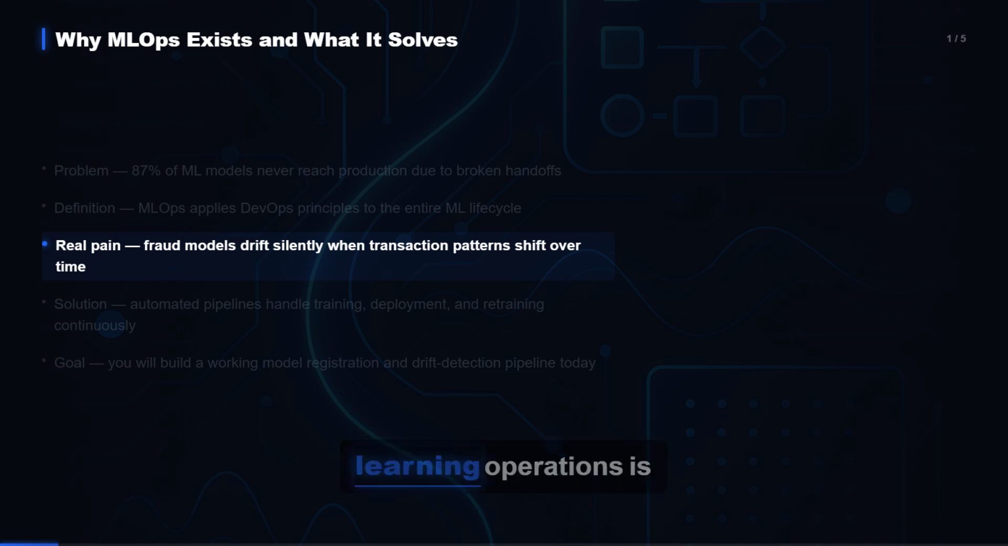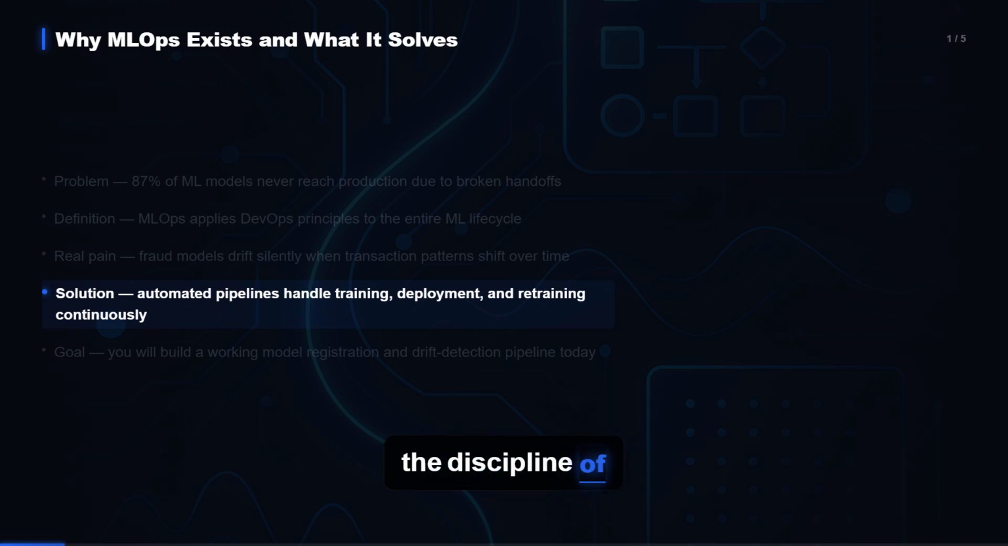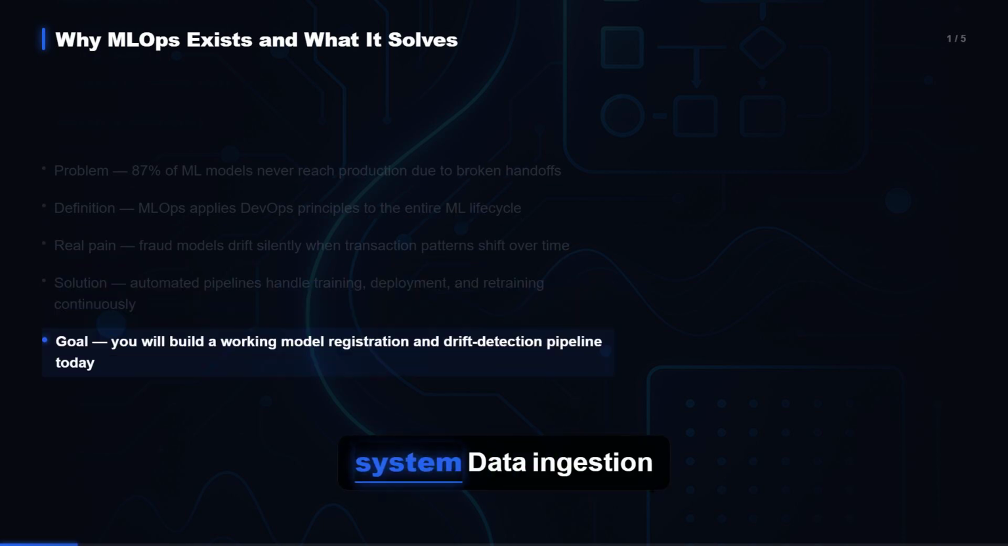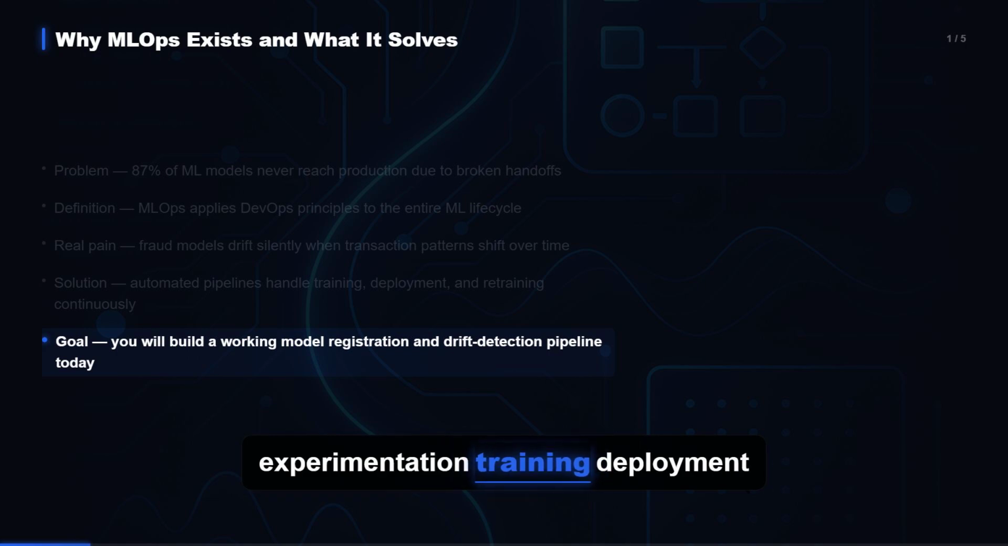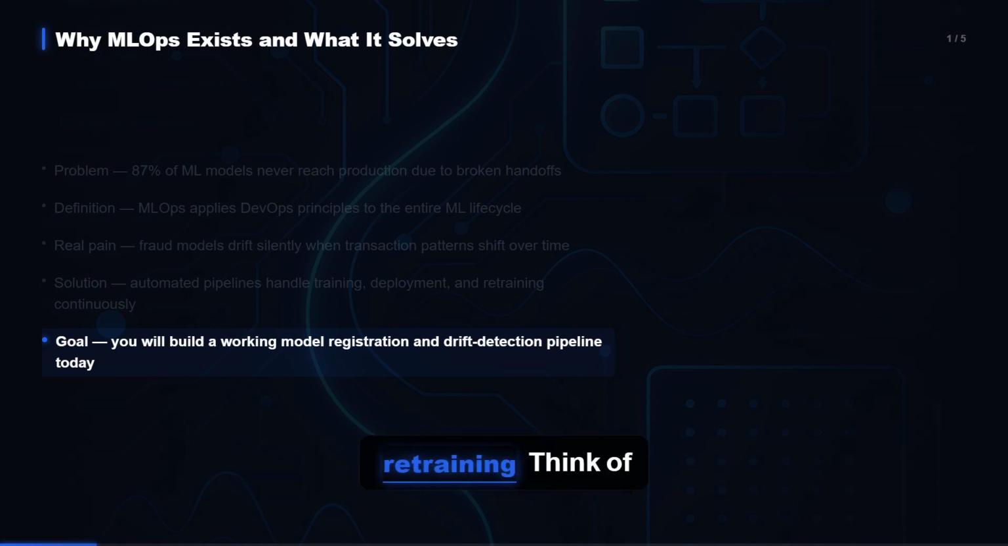MLOps, machine learning operations, is the discipline of applying DevOps principles to the full life cycle of a machine learning system. Data ingestion, experimentation, training, deployment, monitoring, and automated retraining.